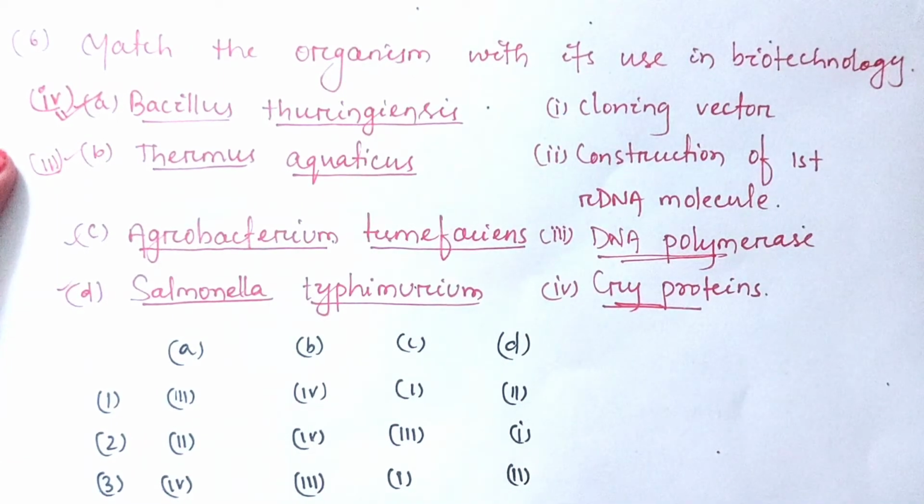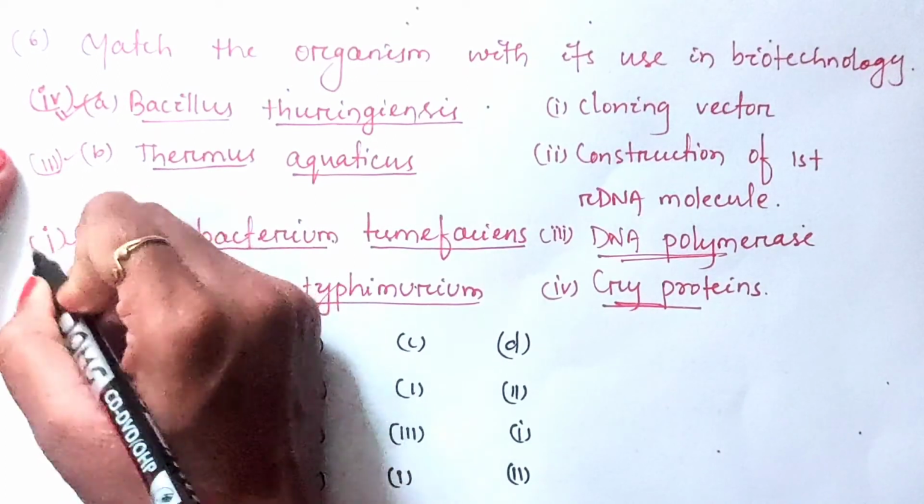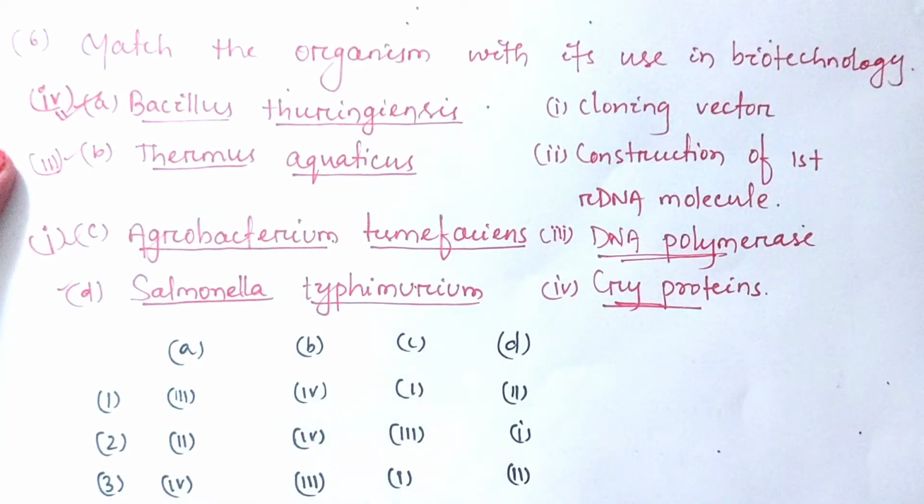Agrobacterium tumefaciens. This organism serves as a vector to transform plant cell. This is a plant pathogen and causes the formation of crown gall disease in plants. It can be used as cloning vector in gene cloning in plants. So, it is called cloning vector. So, I is used for C.